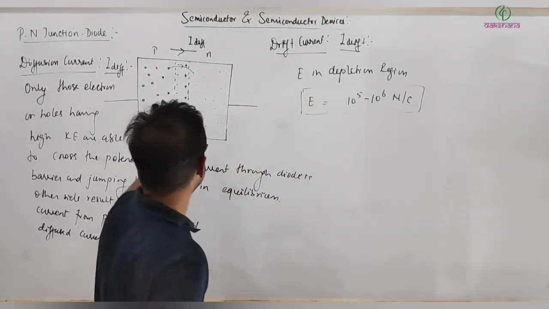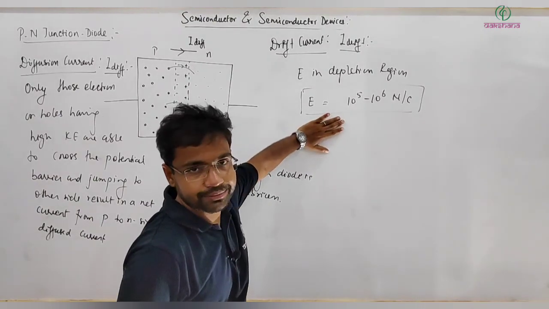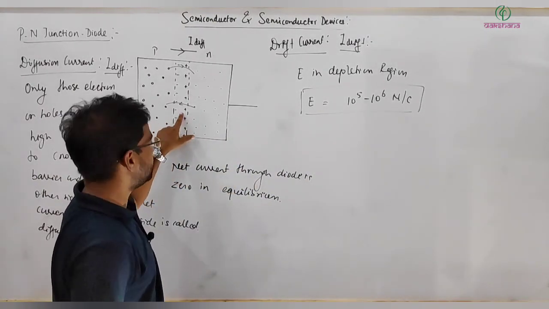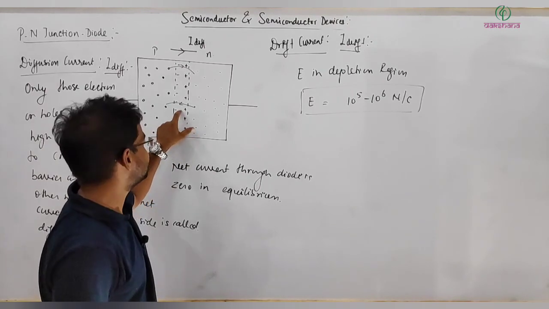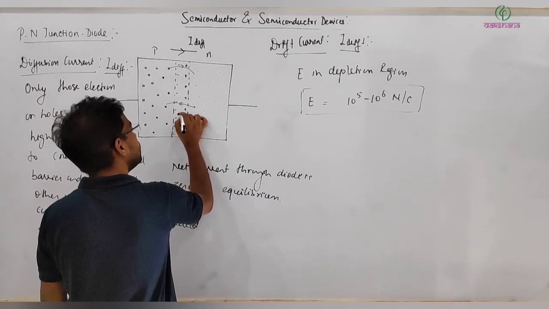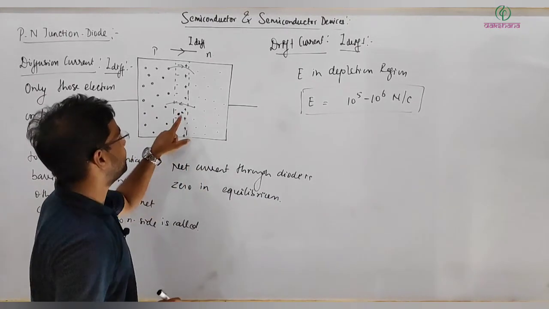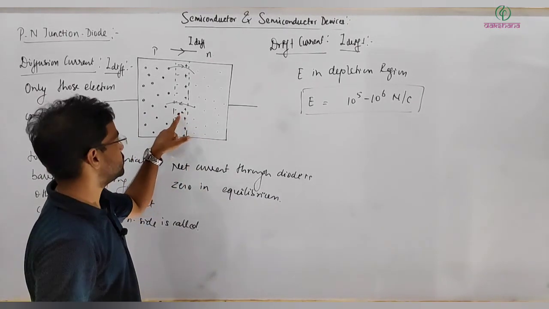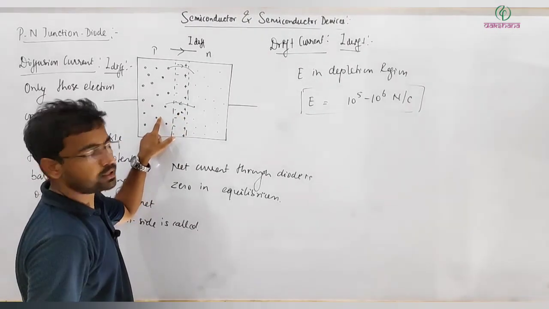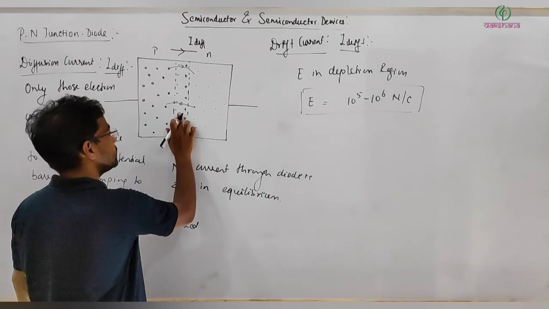But in this region, because there is a strong electric field, what happens is that due to thermal heating, some bonds are broken in this depletion region, and here you can see one electron-hole pair will be generated. What will happen? The electron will be pulled this side because of the field and the hole will be pulled this side. Understanding? So just try to understand it.